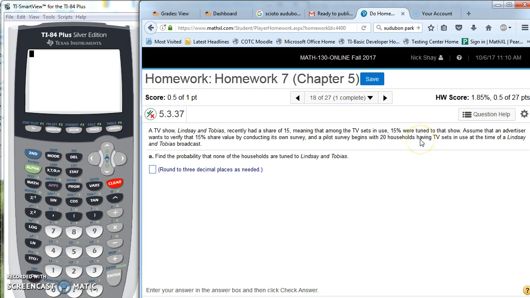We need to know the probability, and you can see that we're given 15% here because we're saying 15% of people are watching that, right? And then we need a value that we're looking for. And when you look at part A, it says find the probability that none of the households are tuned into this show. And so that x value, we're trying to find out if we test 20 people and the probability is 0.15, what's the probability that none of them are watching this show?